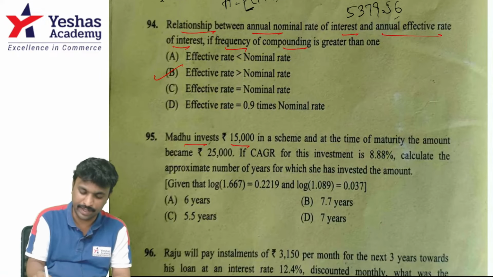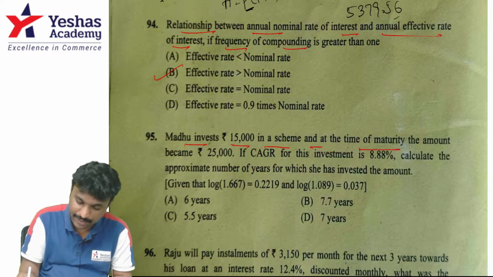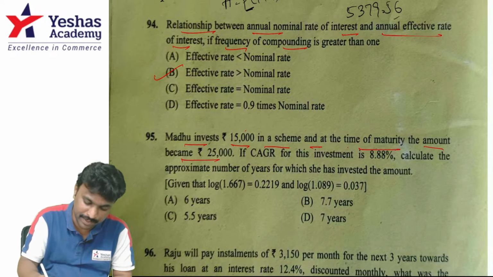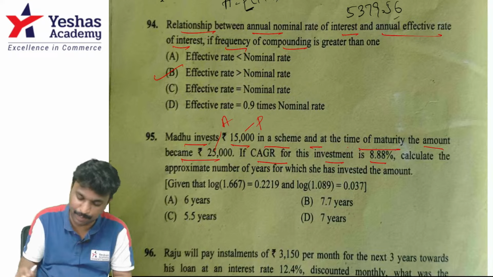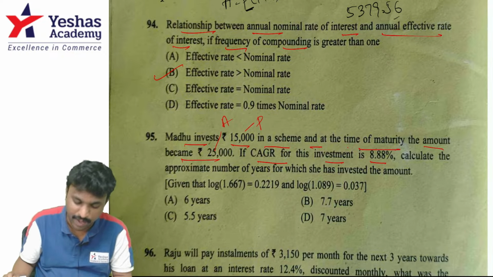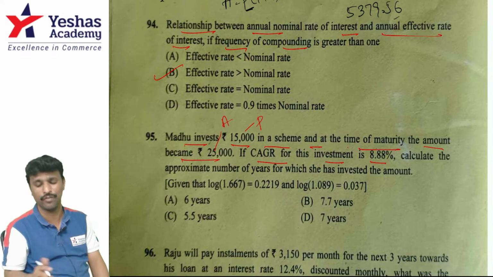Madhu invests 15,000 in a scheme. At the time of maturity, the amount became 25,000. This is P. This is A. CAGR for this investment is 8.8%. So CAGR is given. Calculate the appropriate number of years. So guys, for CAGR you can use the amount formula only.